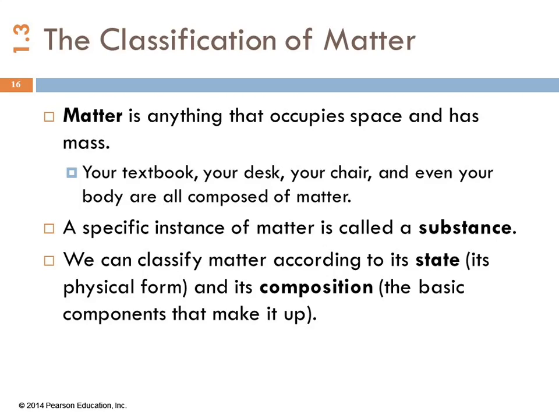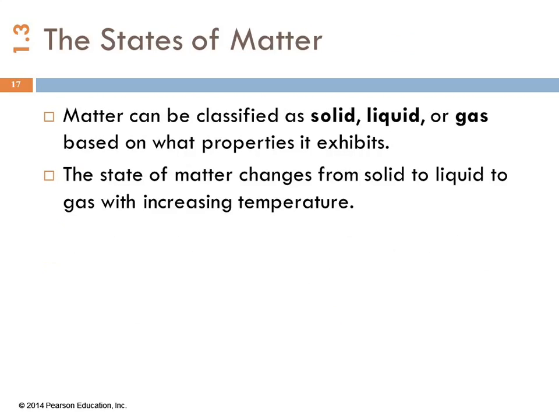And scientists like to classify things. So we take matter, which encompasses lots of different things, and we group it and put it into different categories. We can categorize it based on its state or its composition, what the components are that make it up. So we can classify these as being solids, liquids, or gases. These are the three physical states of matter. There's a fourth state called a plasma, but that's unusual and it's not something we'll be talking about in this course.